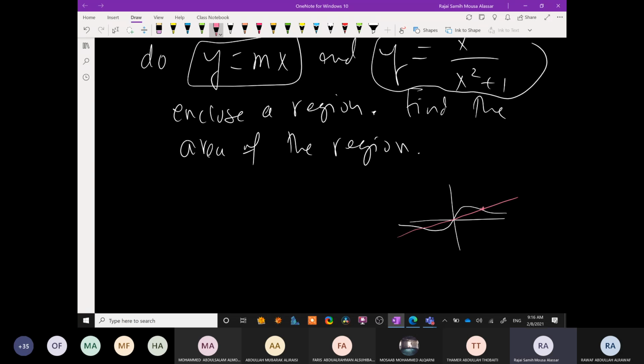If they have an intersection here, of course they will always have an intersection at 0. But if they have an intersection here, this means that they have a region. Otherwise, they will not have a region. So what do we do? We just check the intersection.